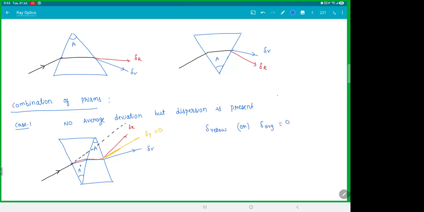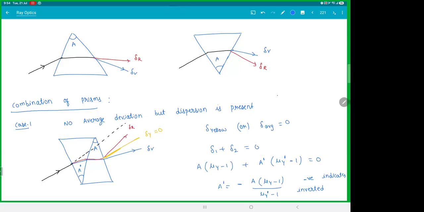But if you take individual letters, nothing is there. So the deviation will be delta 1 plus delta 2. Both the prisms will give 0. This is A into mu LO minus 1. That is the deviation of LO. A dash into mu LO dash minus 1 is equal to 0. So from here we get A dash is equal to minus A into mu LO minus 1 by mu LO dash minus 1. Negative indicates the prism is inverted. This is case 1.